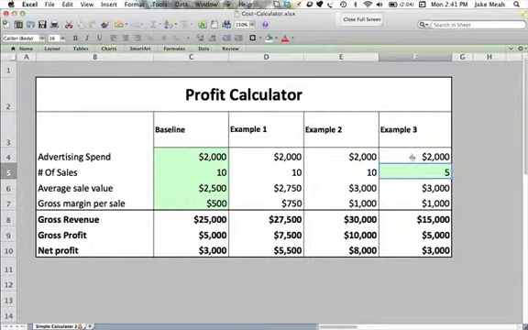So same advertising spend, $2,000. It's a 20% increase in average sale value, so an increase of 20% in price. This time only 5 people buy, and you can see that the net profit from this example is $3,000. So compared to the baseline, you're making the same profit and only making 5 sales.